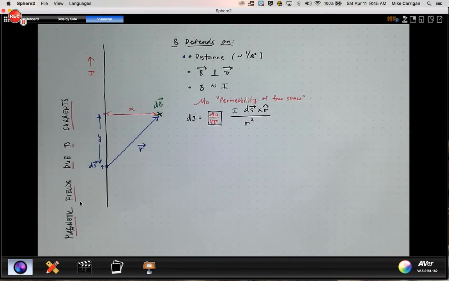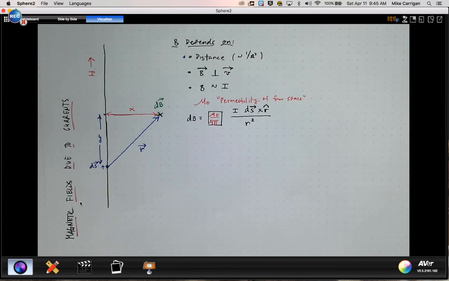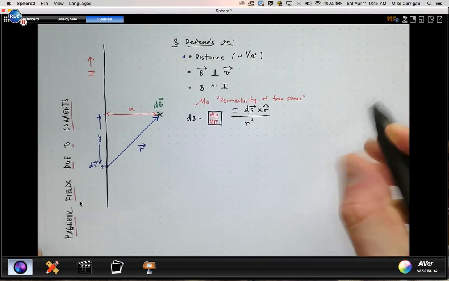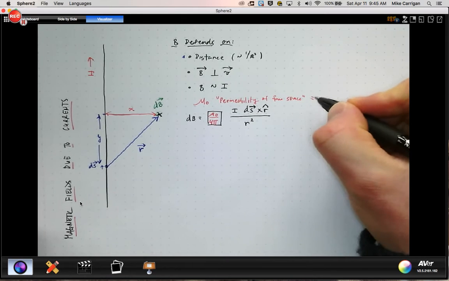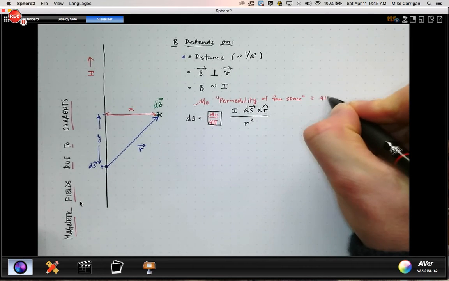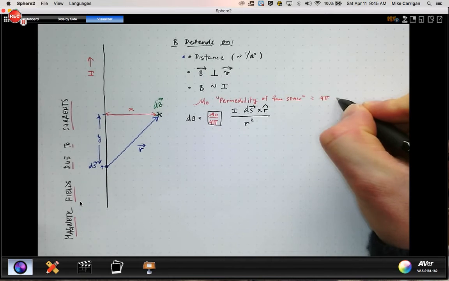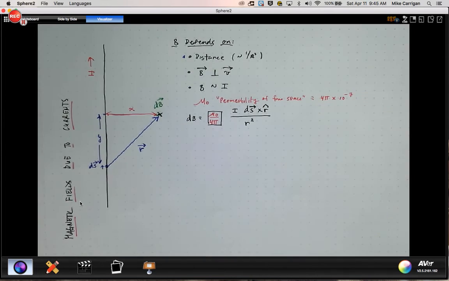Just like epsilon naught was the permittivity of free space, of vacuum, this is the permeability. I'm not going to go into the details of what this is right now, but we can note that the value of mu naught is going to be exactly equal to 4 pi times 10 to the negative 7th. So that's our constant that is going to appear in these calculations.